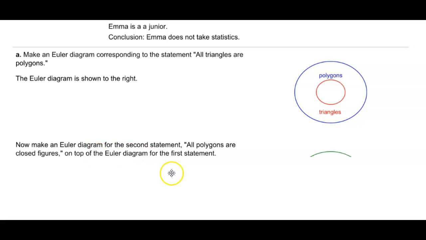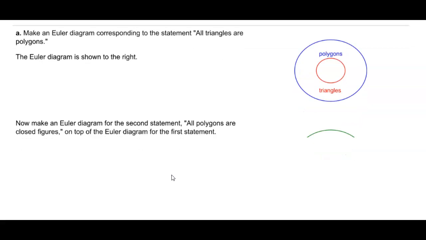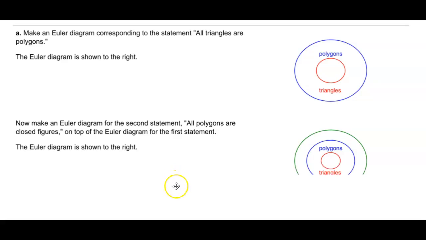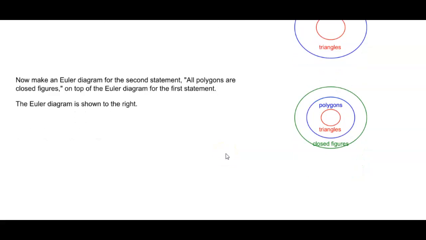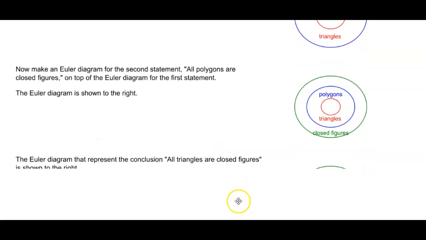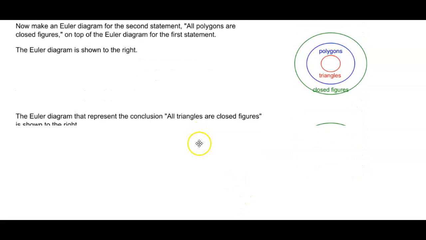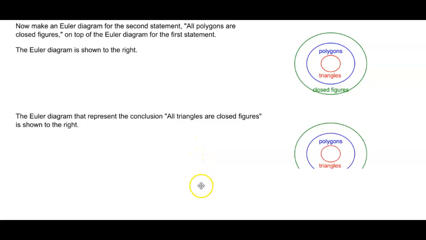Now the next statement we want to do is make another Euler diagram for the second statement, saying that all polygons are closed figures. So on top of the Euler diagram for the first statement, we've added another circle that represents closed figures. So now the Euler diagram that represents the conclusion, all triangles are closed figures, is shown to the right.